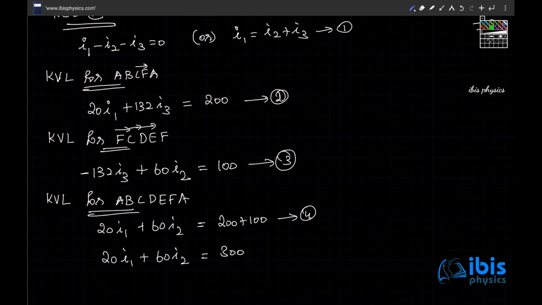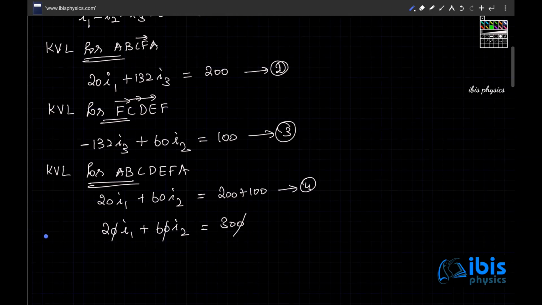So you can cut a zero here, and then you can also divide by 20. If you do this, I1 plus 3 I2 equal to 15. This is our fifth equation. We have the fifth equation, and you can also use any one of these equations to solve.